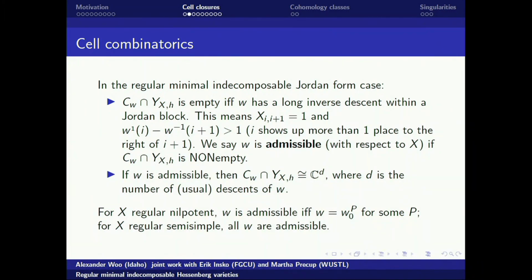Let me get into the combinatorics of which things exist and which things don't exist. Okay? So you have a non-empty intersection. I'll do an example in the next slide. You have a non-empty intersection if you don't have long inverse descents inside the Jordan block. I'll show you on the next slide exactly what that means. And if you're non-empty, your dimension is the number of descents, usual descents. This is in the minimal indecomposable case.